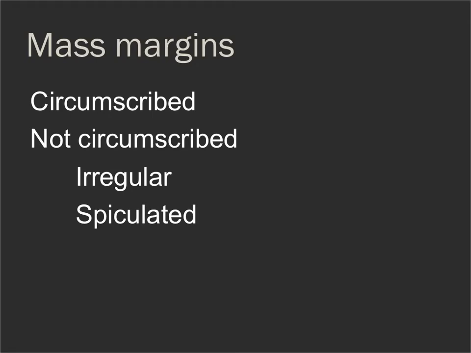The margins of the mass need to be described next. These can either be circumscribed or not circumscribed, and the non-circumscribed masses may either have irregular or spiculated borders. To be honest, I'm not entirely sure why they differentiate between these 2. So this is an oval mass with circumscribed borders. This is a fibroadenoma.